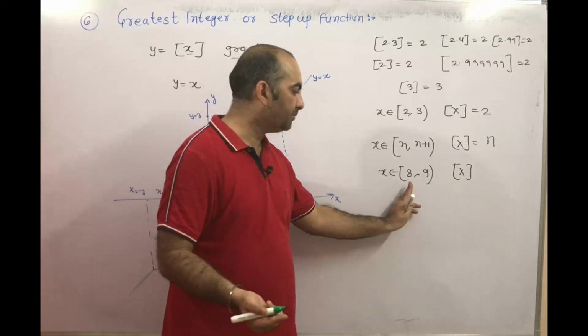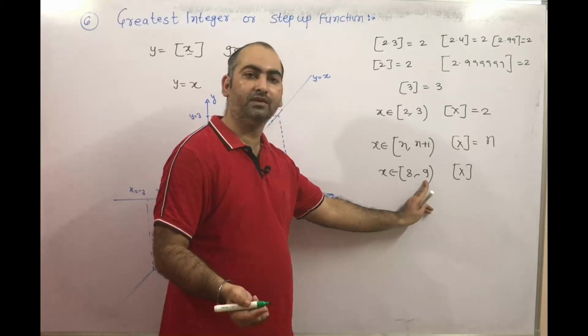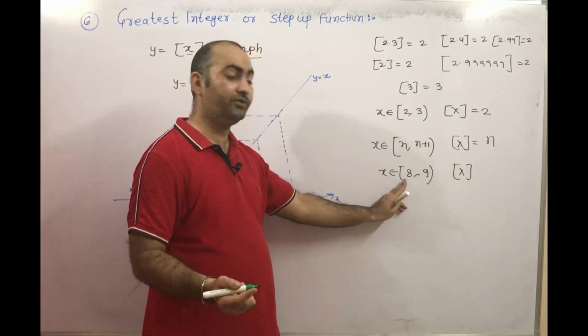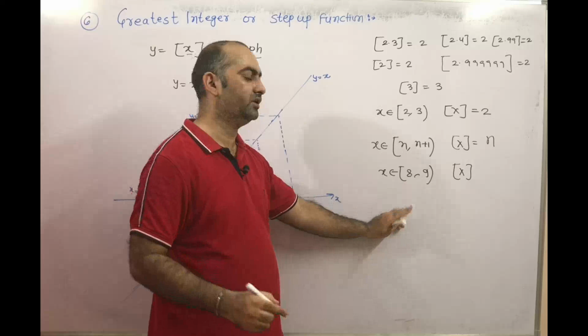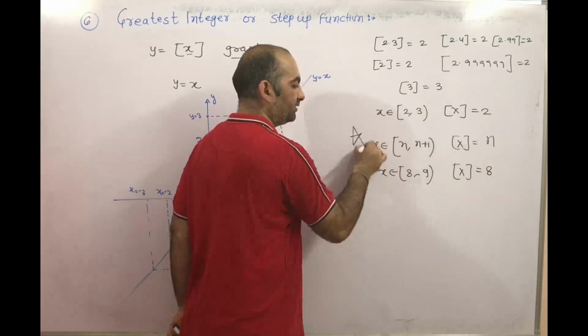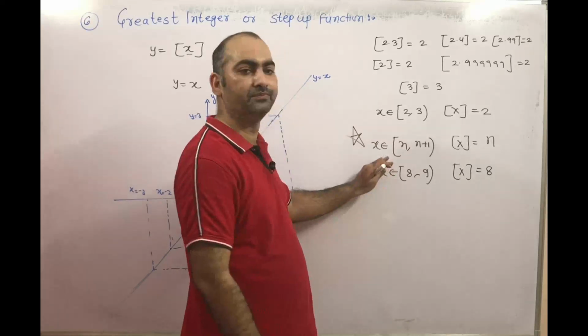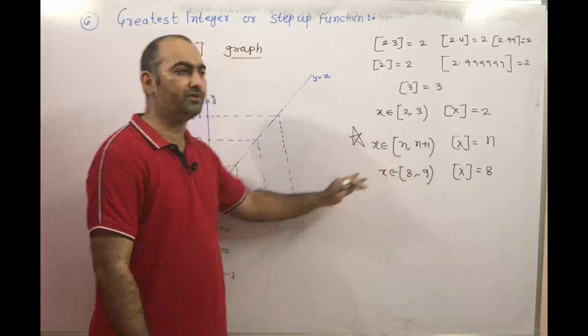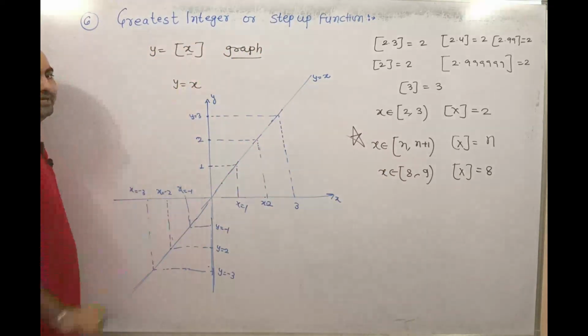So any value you take between 8 and 9, 8 will come. And if you take 8 also, what will come? 8 only. So this value will be 8. This thing we have to remember as a property. By using this one, we will draw the graph of y equal to greatest integer of x.